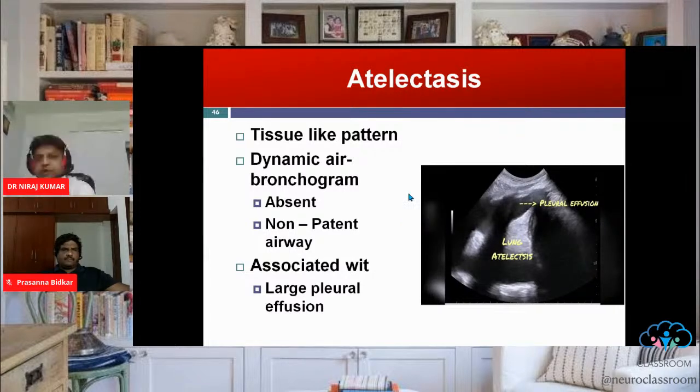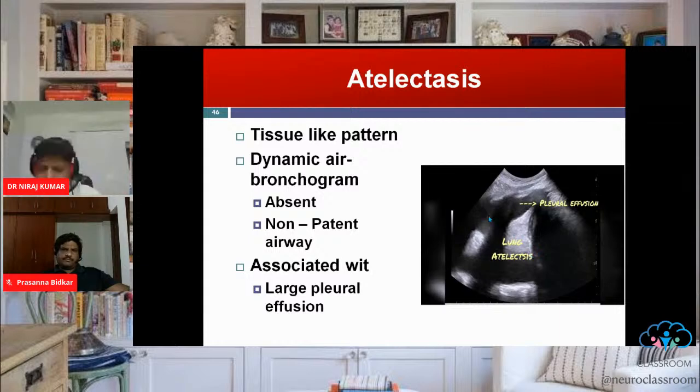So now we are moving to the atelectasis pattern. You can see the atelectasis because of the compression by this large amount of pleural effusion. It has compressed the lung. That is called atelectasis. So it also has a tissue-like pattern. And here the dynamic bronchogram is absent, and that means there is a loss of patency of the airway. And mostly it is associated with a larger amount of pleural effusion.